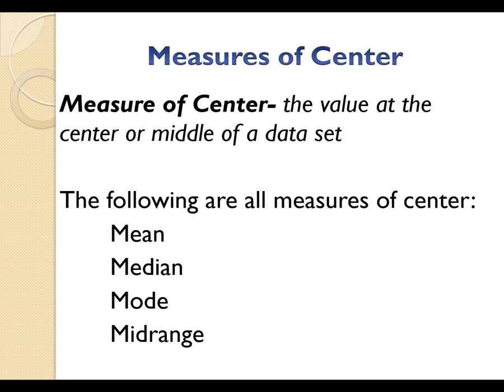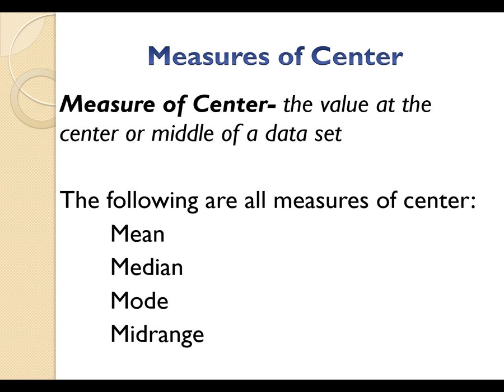So the measures of center, what are they? Mean, median, mode, and mid-range. I will tell you up front the mid-range is next to useless, and as we get to that, I'll explain to you why it's next to useless. The mean, the median, and the mode are all very useful. But it's basically measures of center, or the value at the center or the middle of a set of data.